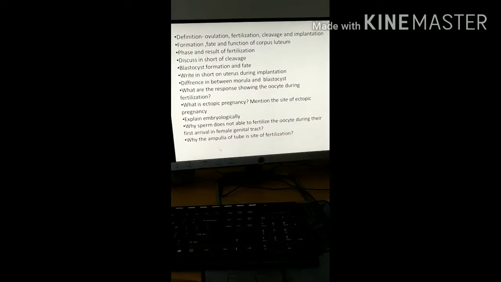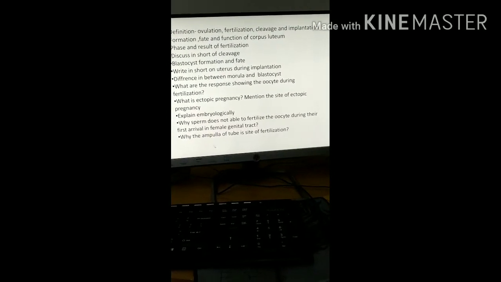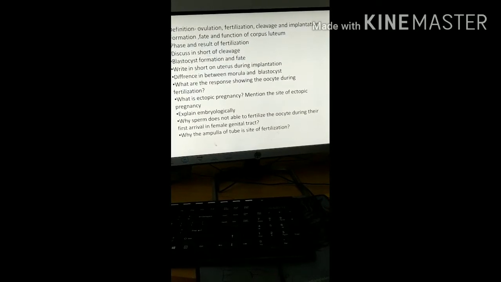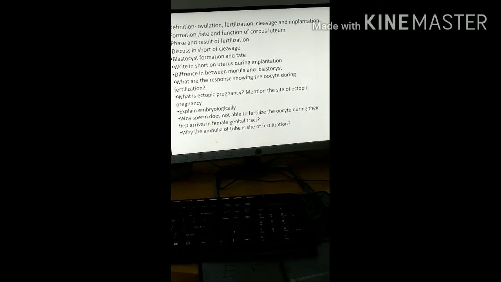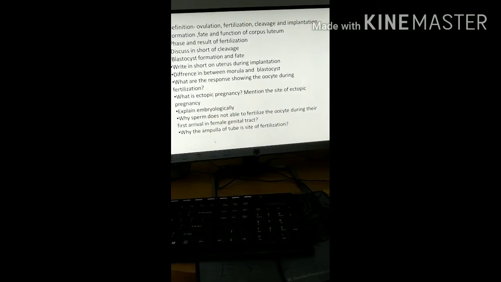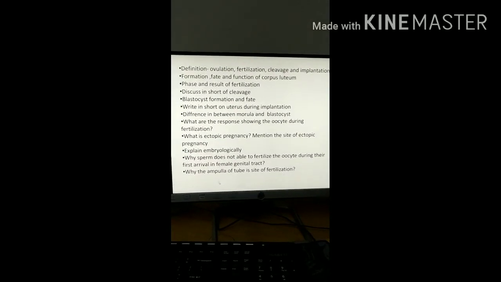Some explanatory questions: why is the sperm not able to fertilize the oocyte during its first arrival in the female reproductive organ, and why is the ampulla of the tube the site of fertilization? Thank you all. Allah Hafiz.